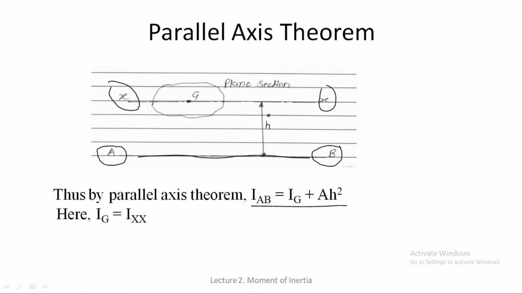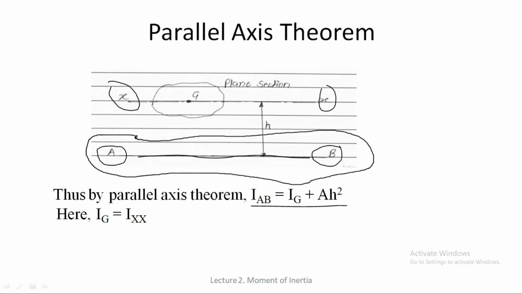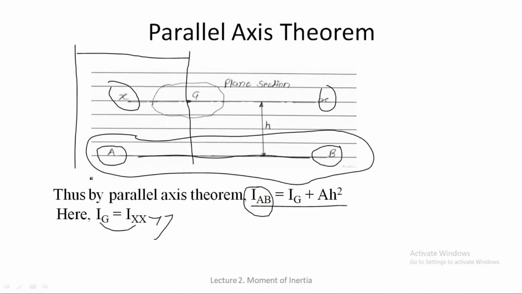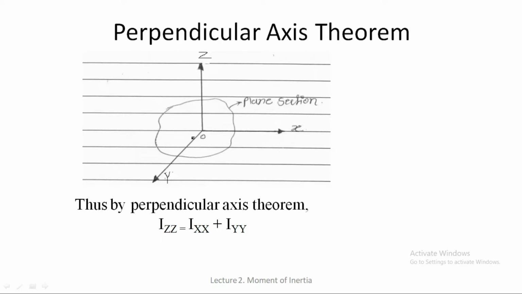Which two axes? The axis about which we have to find the moment of inertia, and the axis which passes through the centroid. Remember, it is not always compulsory that the axis around which we have to find the moment of inertia, that is I_AB, should be horizontal. It can be vertical also. Suppose we consider this as axis AB and this as axis I_YY. If any axis is parallel to the centroidal axis, we can find the moment of inertia about that axis. Remember that.